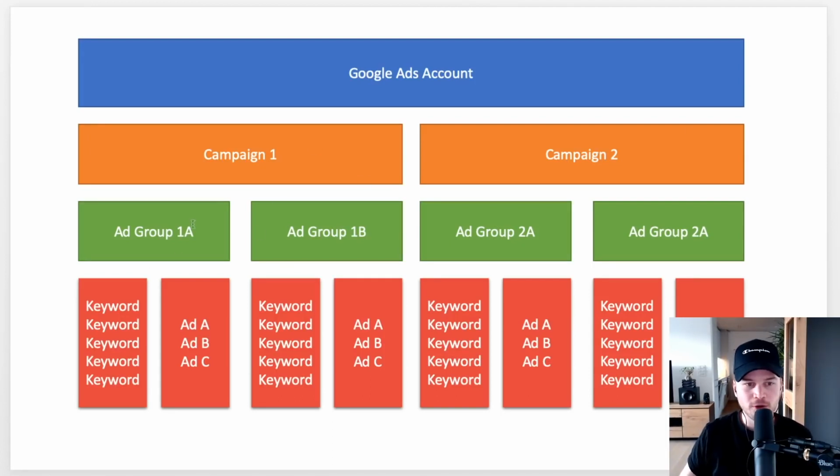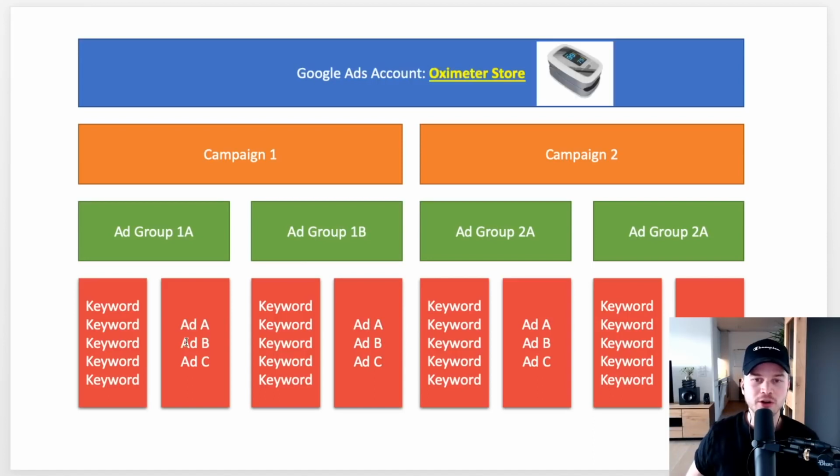So before you go further into ad groups and actually ads, we're going to quickly create our first campaign. And then I'm going to come back to this, and I'm going to explain further how ad groups work and how different ads and keywords work. For an example, for this tutorial, I'm going to create an ad for an online store selling oximeters.